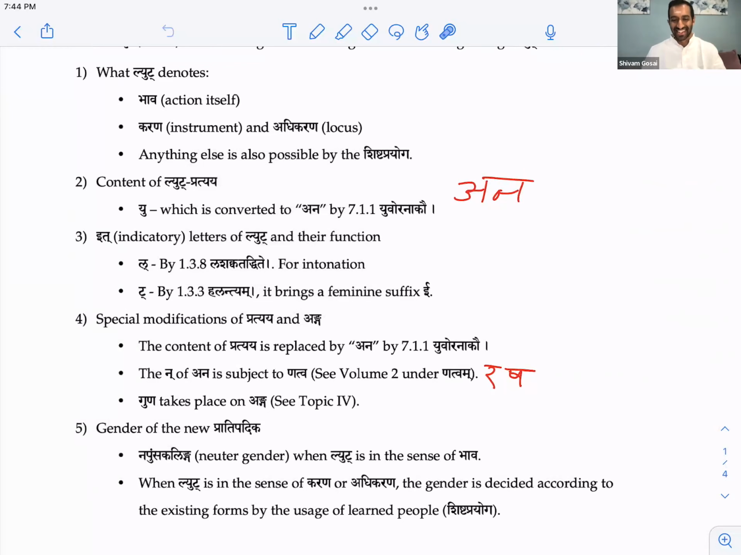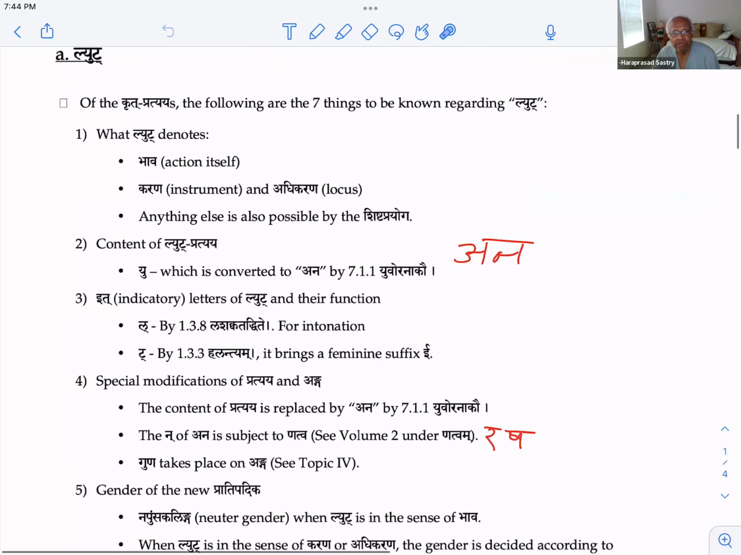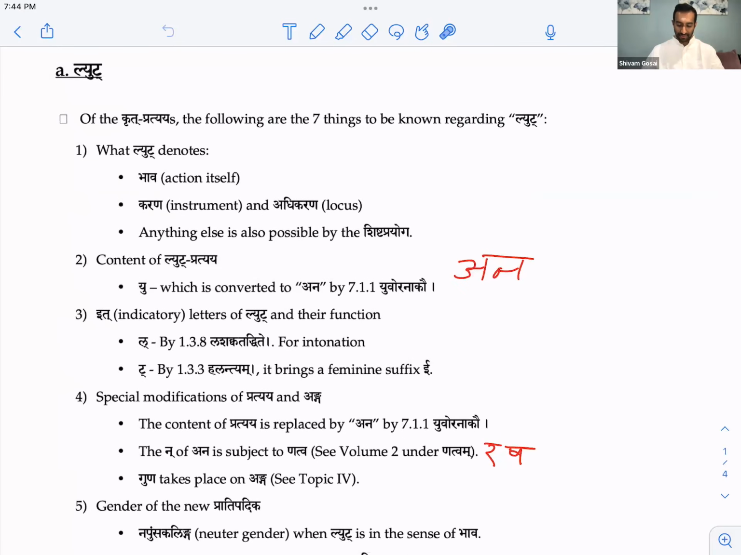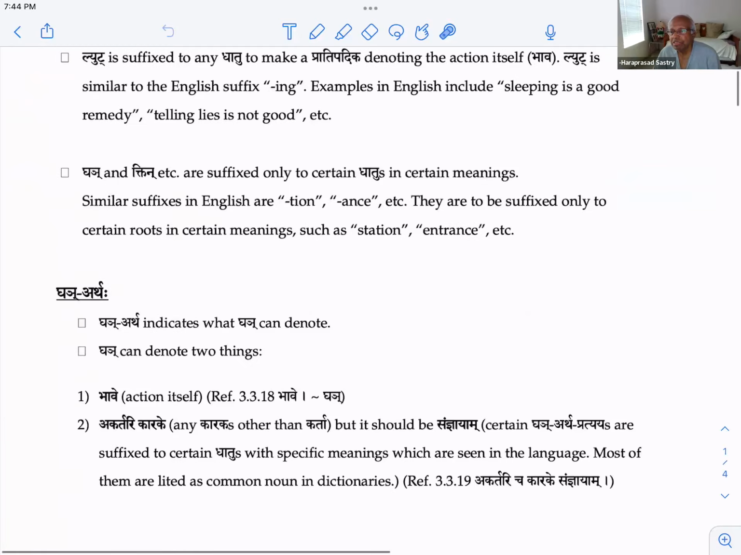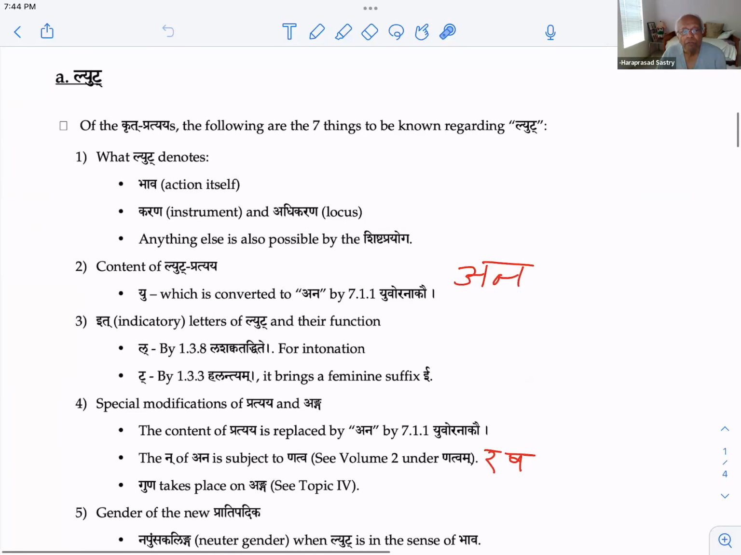Yes. My question is, most of the pratyayas we have learned come under the umbrella of Krut pratyaya. Yeah, Kṛdanta. And as you said, dhatu plus any Kṛdanta forms a pratipadika. Now, is it pratipadika or pratipadikam? Is that a napumsakalinga word?